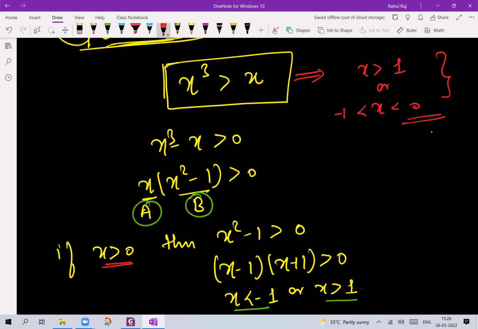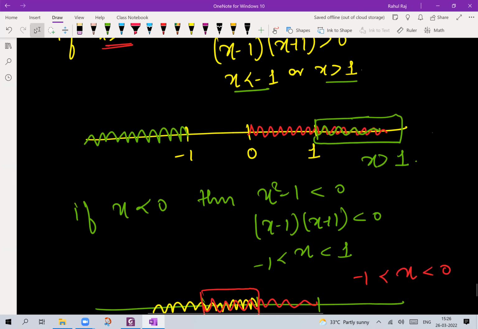Any doubt? Any doubt? Pooja, clear? Yeah. Shruti? Yes. Krish, clear now? Manu, clear? Okay, Lakshmi, clear?